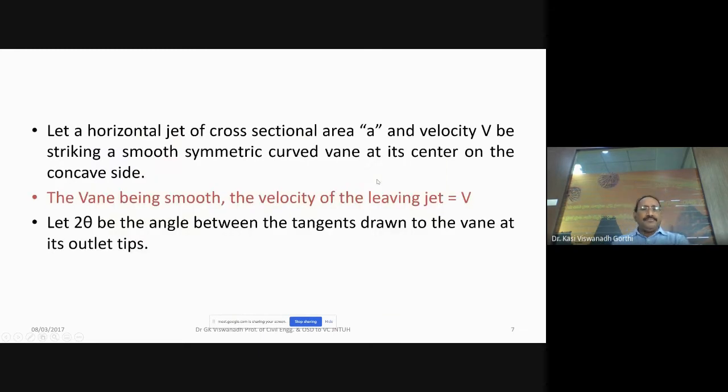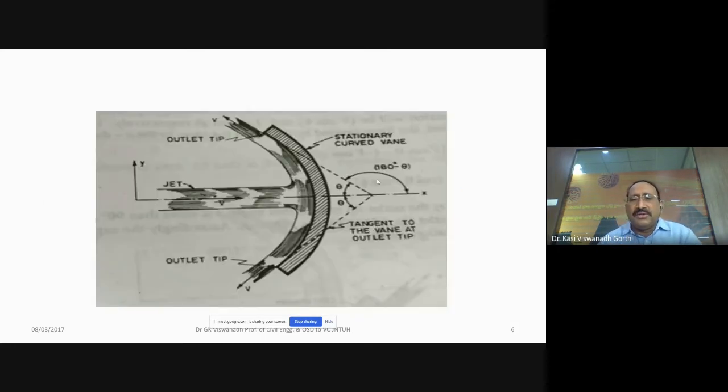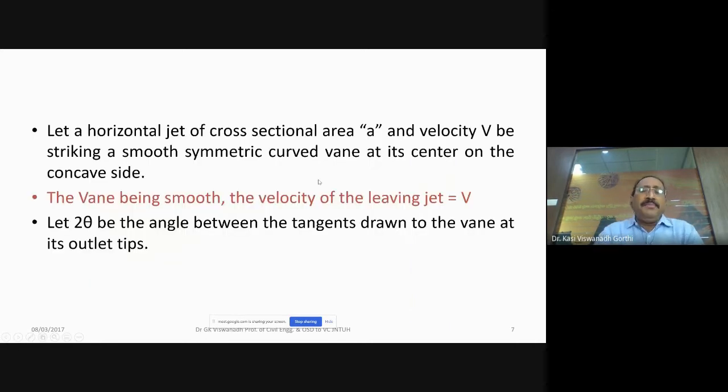So let a horizontal jet of cross-sectional area A and velocity V strike a smooth symmetrical curved vane at its center on the concave side. You can observe in the figure that it is striking at the center on the concave side, and this is a smooth symmetric curved vane. The vane being smooth, the velocity of the leaving jet also will be V.